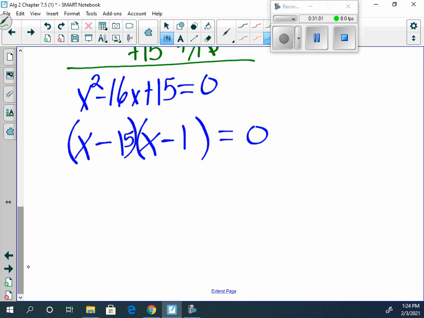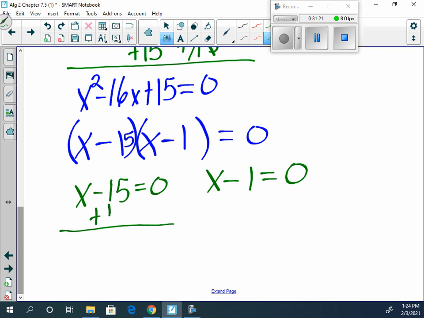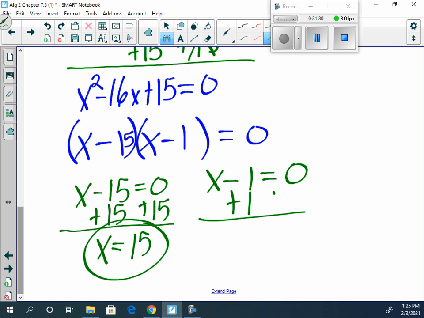Now, because we have two things multiplied together to equal 0, the only way that I can multiply two things together and equal 0 is if one of these is 0. So either x minus 15 is equal to 0 or x minus 1 is 0. One of them has to be 0. Well, to solve this here, I can add 15 to both sides. And it tells me either x is equal to 15 or here we would add 1 to both sides and it would tell me x is equal to 1.